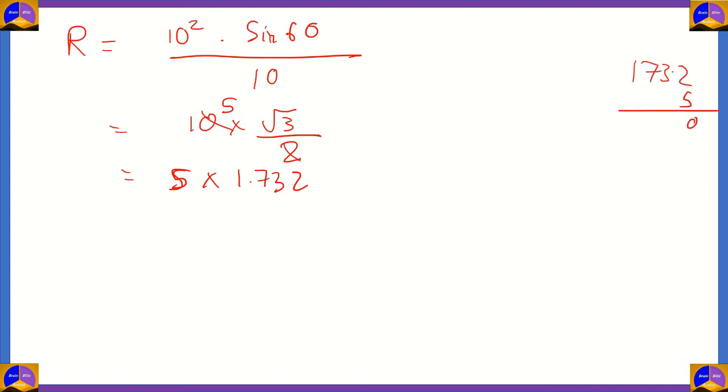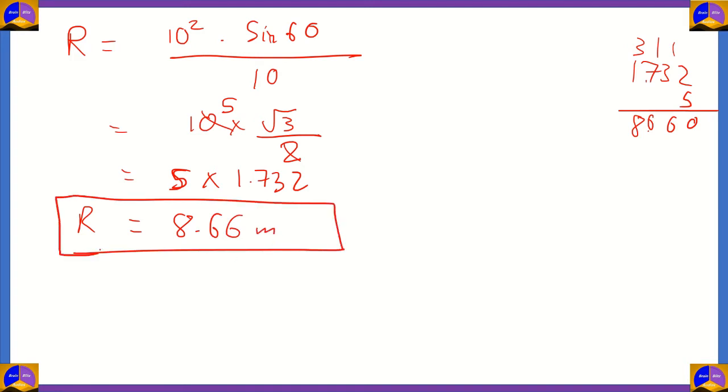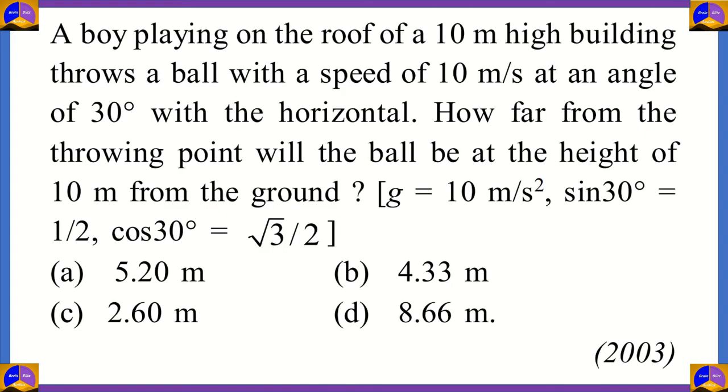So we just multiply 1732 by 5. 2 5s are 10. 3 5s are 15, plus 1 is 16. 7 5s are 35, plus 1 gives you 36. And 1 5s are 5. 5 plus 3 is 8. Add the correct decimal and you get the value of the horizontal range as 8.66 meters. So the horizontal range traveled by the projectile in this scenario is option D, 8.66 meters. That is the correct option for this question asked in 2003.